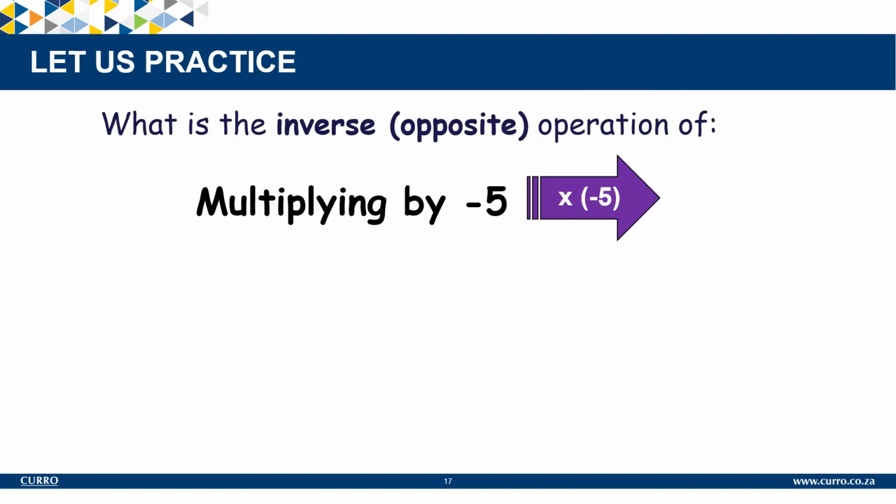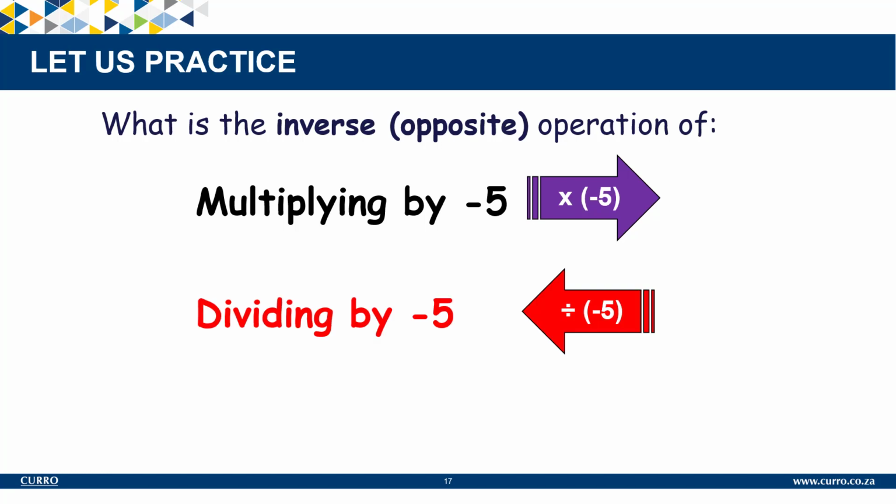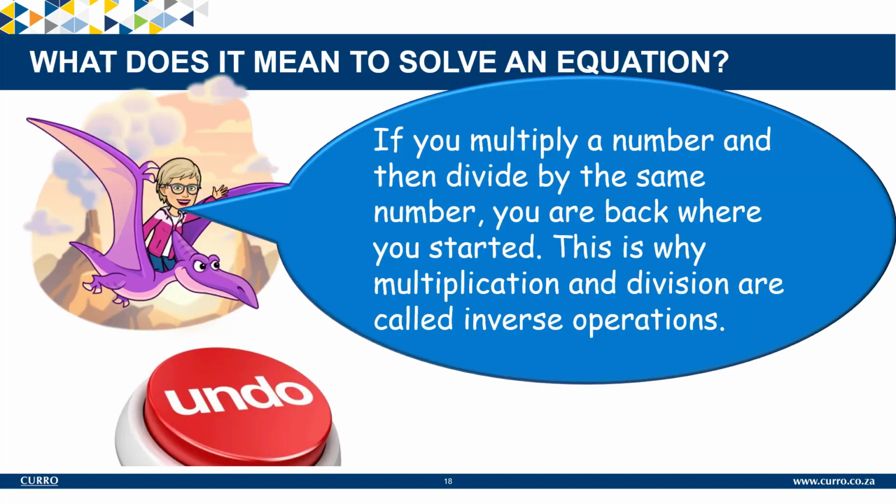What is the inverse operation of multiplying by negative 5? It's not multiplying, not dividing by a positive 5, but dividing by a negative 5. The negative 5 is the number. The operation is multiplication and division. So it's really like undoing what you've done. So if you multiply by a number and then divide by the same number, you are back where you started. This is why multiplication and division are called inverse operations.